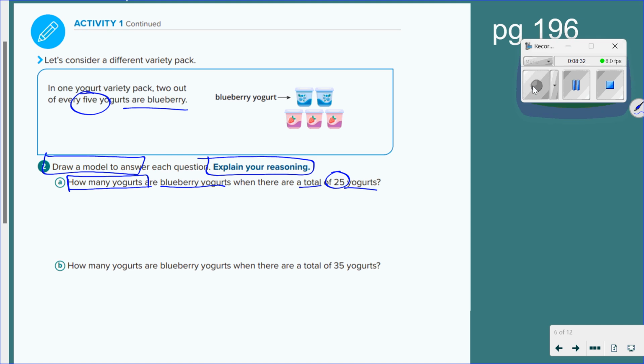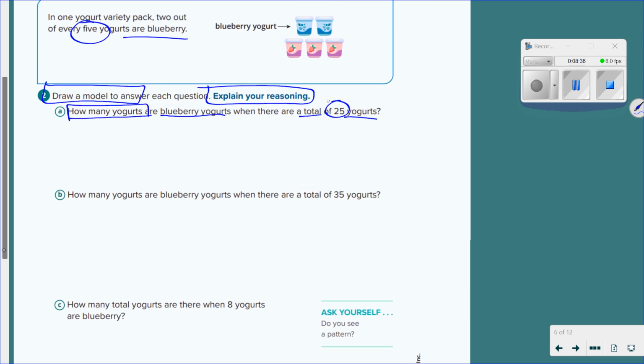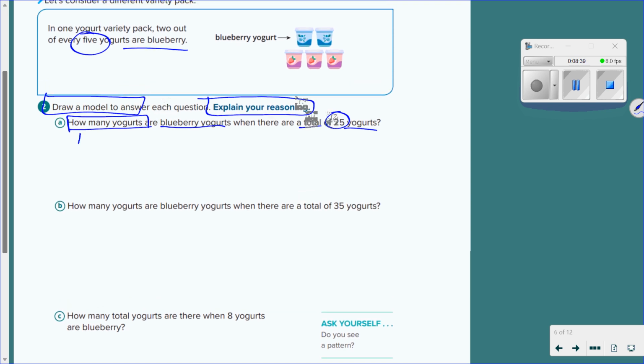Okay, so it says how many are blueberry yogurts when there are a total of 25 yogurts? Well, what do we know? We know that there are 2 blueberry for every 3 other flavored yogurts. Yes? Yep. So do I have 25 total yogurts yet? No. So 2 blueberry for 3 other flavored yogurts. Do I have 25 yogurts yet?